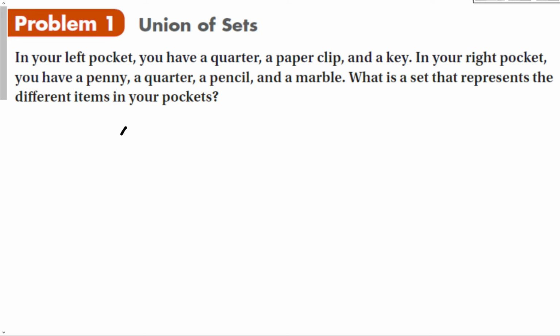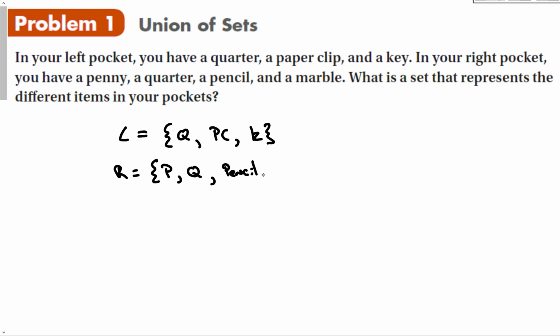So set L is going to be my left pocket, and that's going to equal, remember that inside of a set, we put a little bracket. We have a quarter, a paperclip, and a key. In my right pocket, I have a penny, a quarter, a pencil, and a marble. Too many things start with P's.